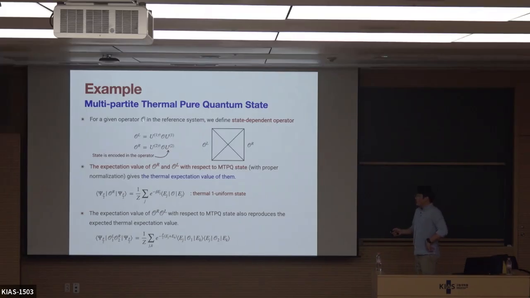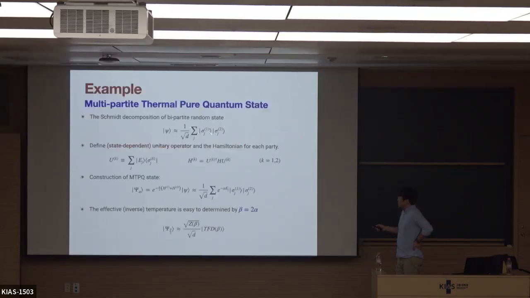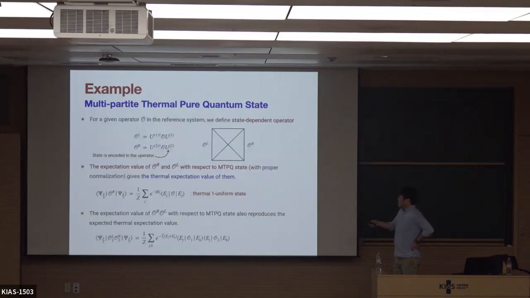Now, when you define the operator O, you also transform this operator O by this unitary transformation. So you act with the unitary on the operator O to define OL, and with the unitary on O to define OR. This U comes from this Schmidt random state, so the random state is encoded in this unitary operator, and that's why this operator is now state dependent.